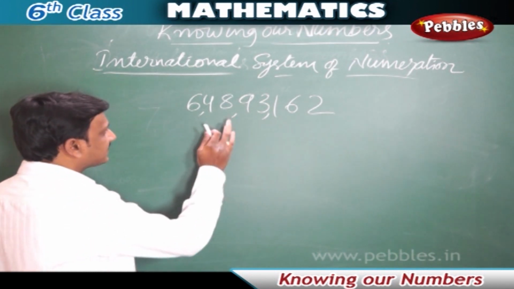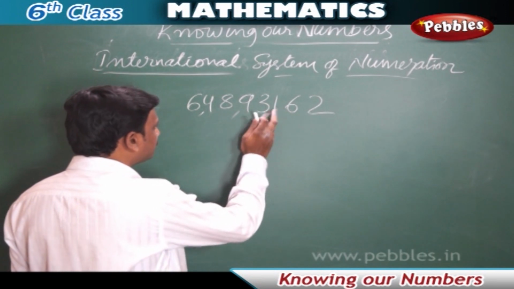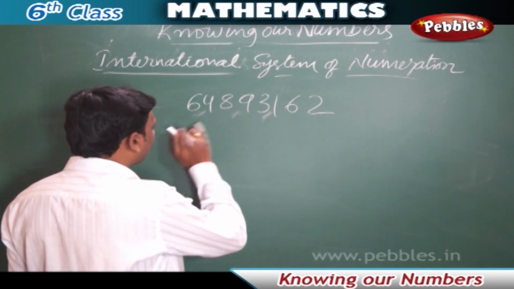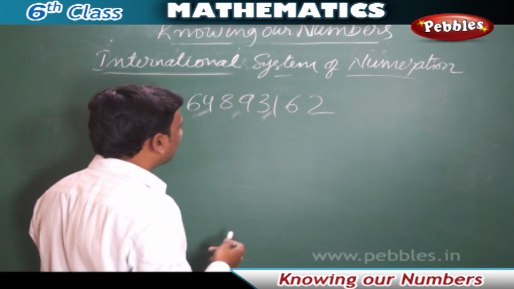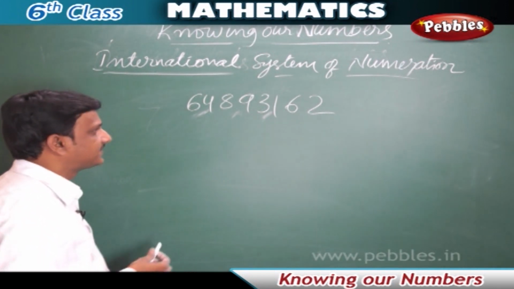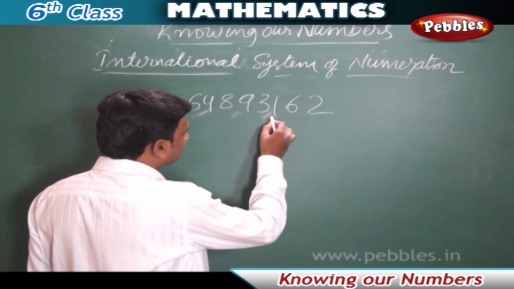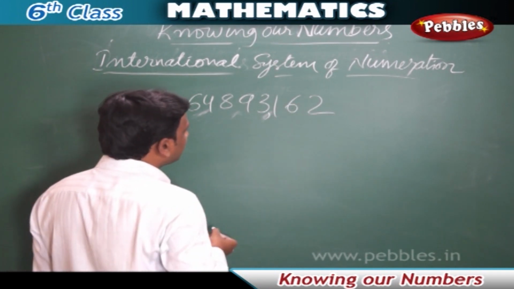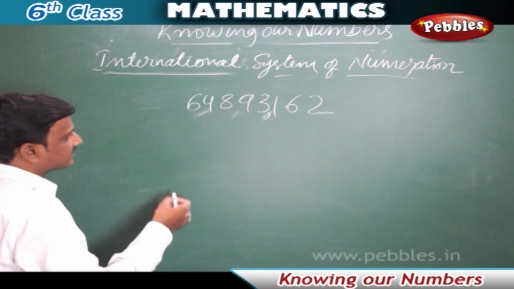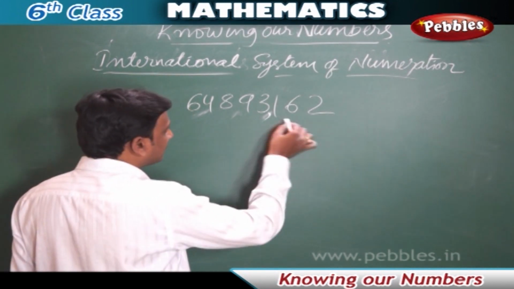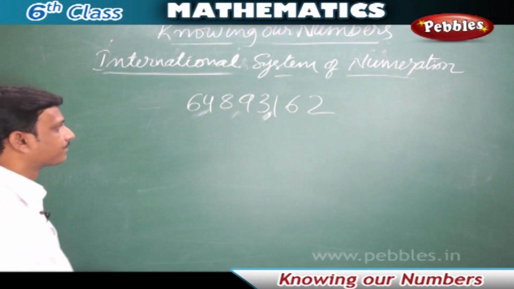93,162. But in the international system of numeration, the placement of commas and the way the numbers are read or written are different. Let us see. Here we place the comma after the 3 digits from right. Even in the international system the same is done. After the hundreds place, a comma is placed.